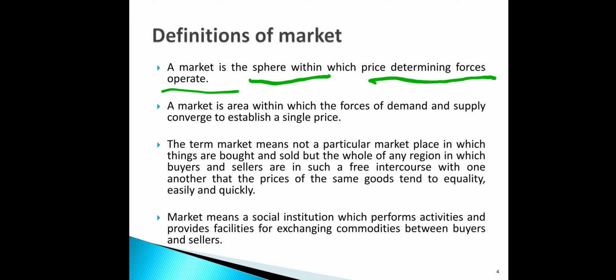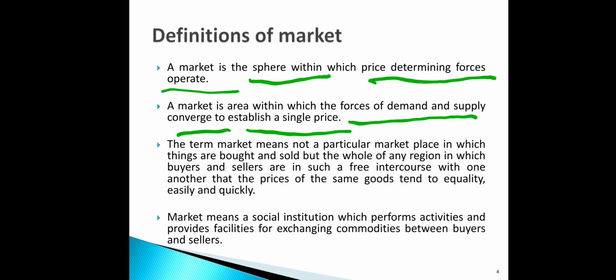Then the second one: a market is an area within which the forces of demand and supply converge to establish a single price. So a buyer can buy a product at a single price. He will pay whatever amount they have decided to give for that product. So the next definition of market is that a market is an area within which the forces of demand and supply converge to establish a single price.